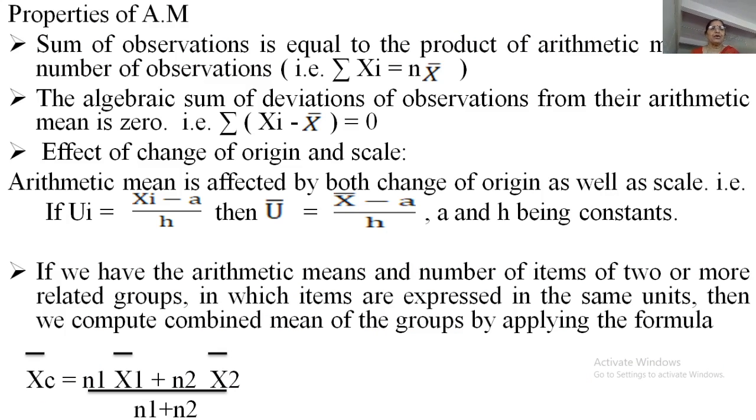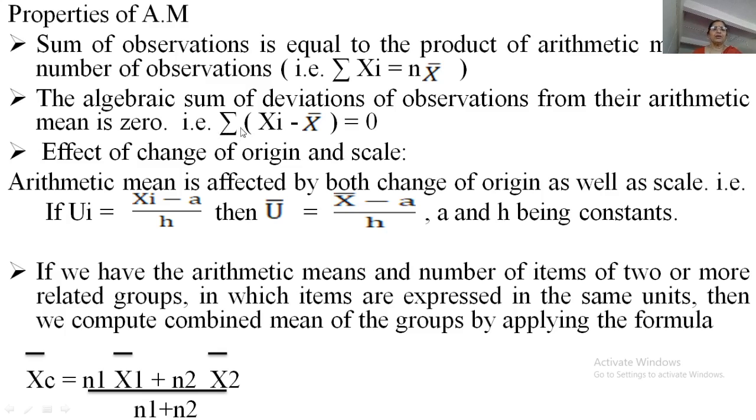Now, what are the properties of the arithmetic mean? We know that the arithmetic mean x bar is defined as the summation of xi, the sum of all observations, divided by the number of observations. Therefore, using x bar, you can compute the sum of observations by writing n times x bar equal to summation of xi. The second property of the arithmetic mean is most important: if you take the sum of deviations of all observations from the arithmetic mean, the sum becomes 0.